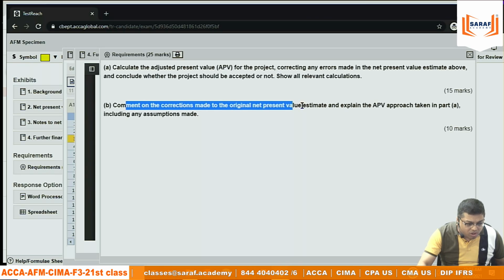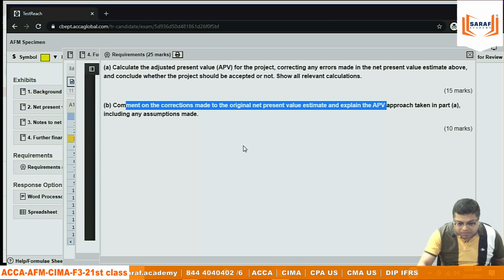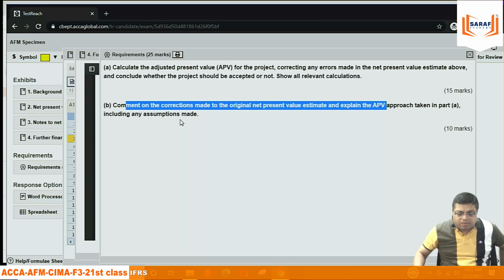For the second one, in all the calculation you need to give the logic that whatever the mistakes are there, why you have done that. Comment on the corrections made to the original net present value and explain the APV approach taken in A. Why we are taking APV, why APV not NPV, that also needs to be written.